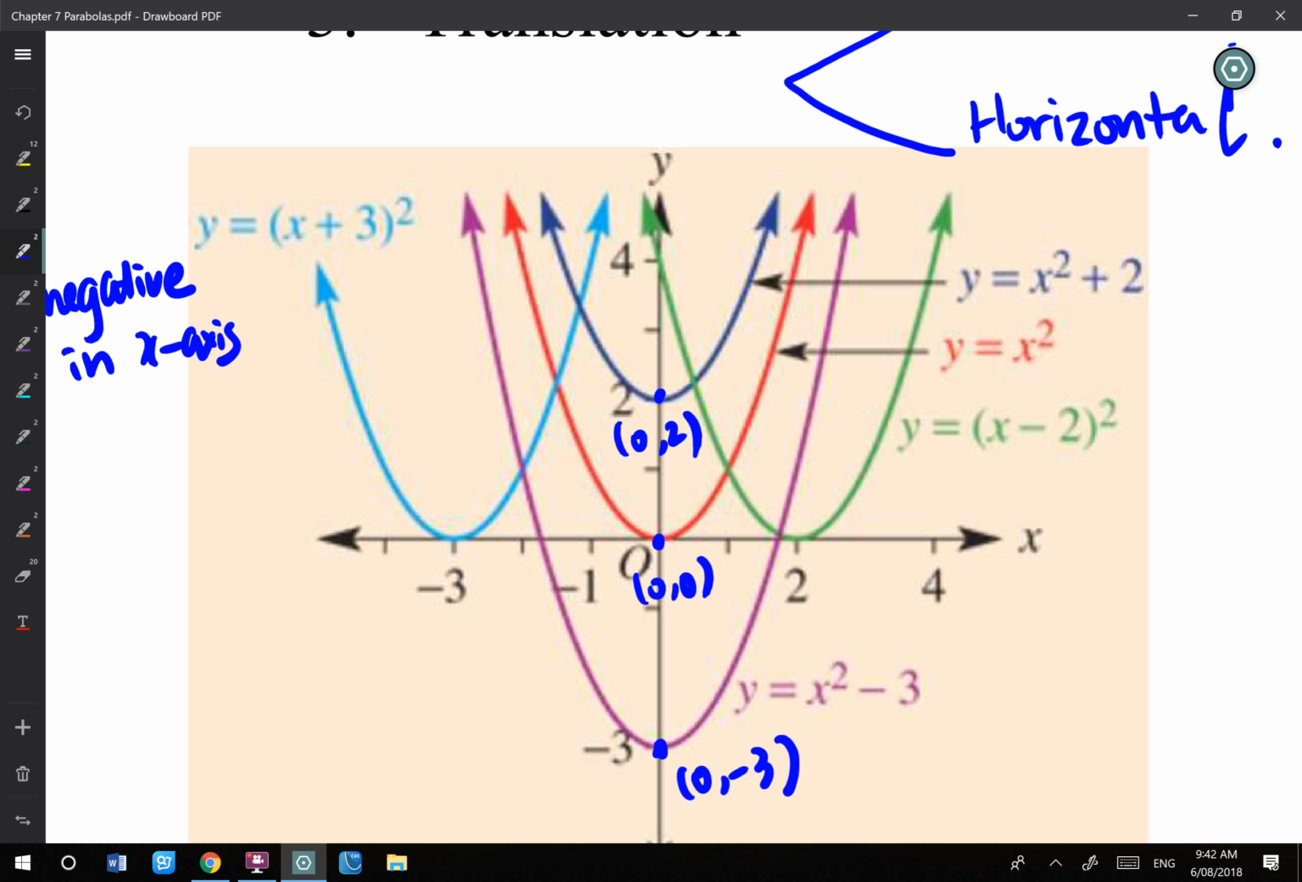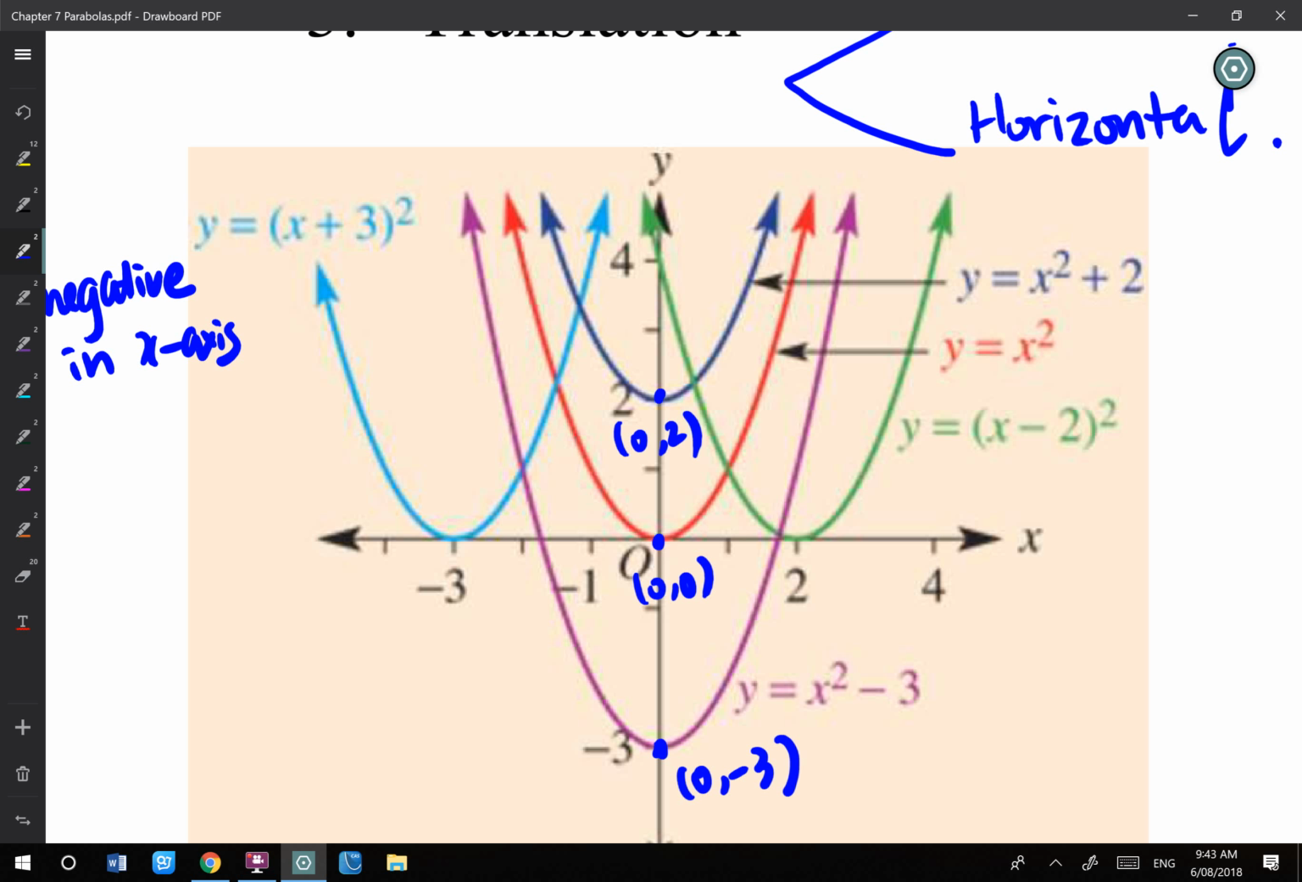Originally it's at (0, 0). I have plus 2 at the back of the function, so the graph has been shifted 2 units up. So the turning point will be shifted 2 units up as well. So (0, 0) becomes (0, 2). The bottom one is x squared minus 3, so it has been shifted down by 3 units. The most obvious point will be the turning point as well. (0, 0) moved down by 3 units gives you (0, negative 3).